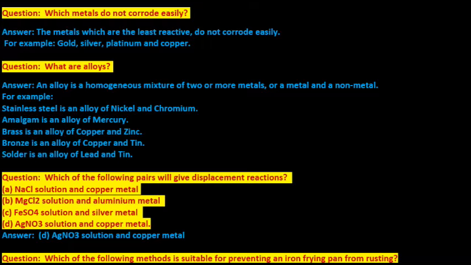Next question: which of the following pairs will give a displacement reaction? A. NaCl solution with copper metal, B. MgCl2 solution with aluminum metal, C. FeSO4 solution with silver metal, D. AgNO3 solution with copper metal. Answer: D. AgNO3 solution with copper metal.